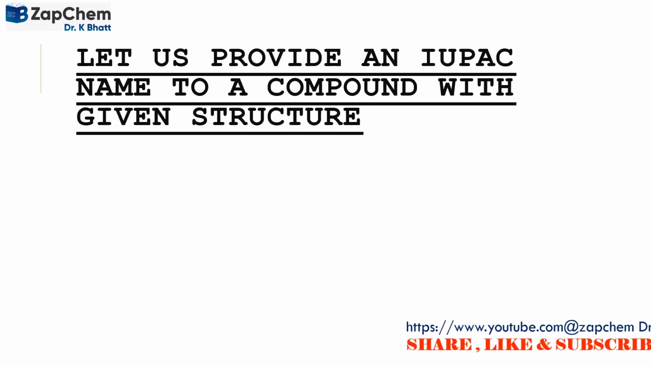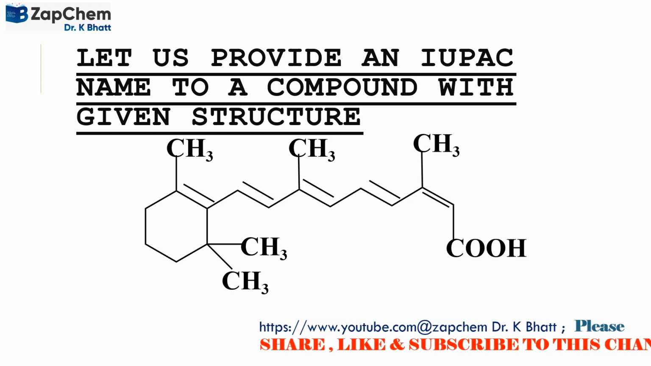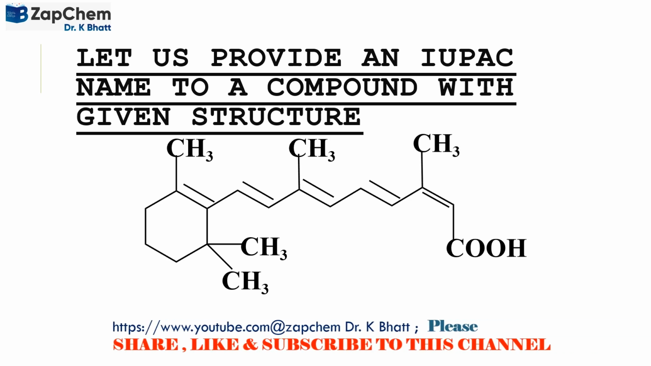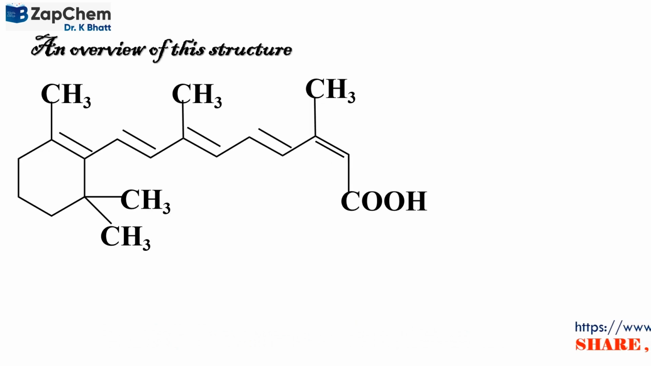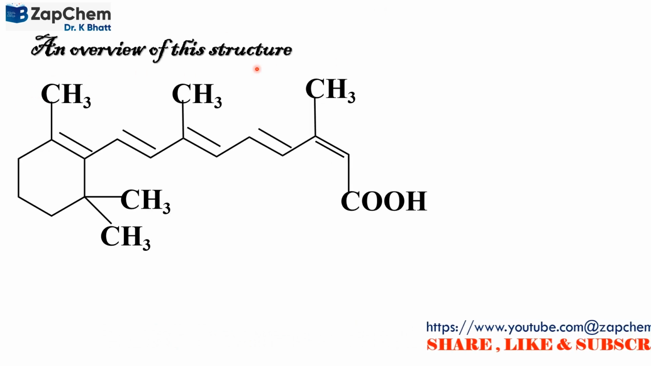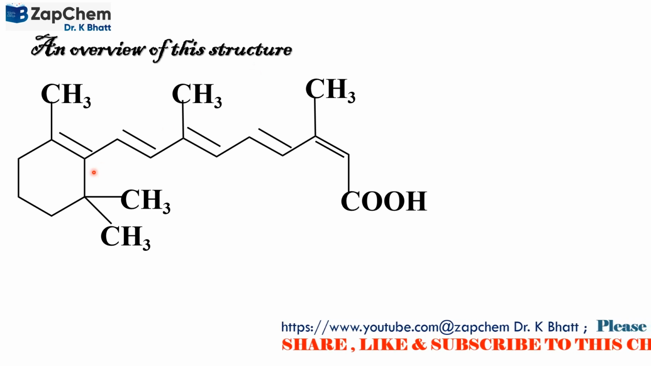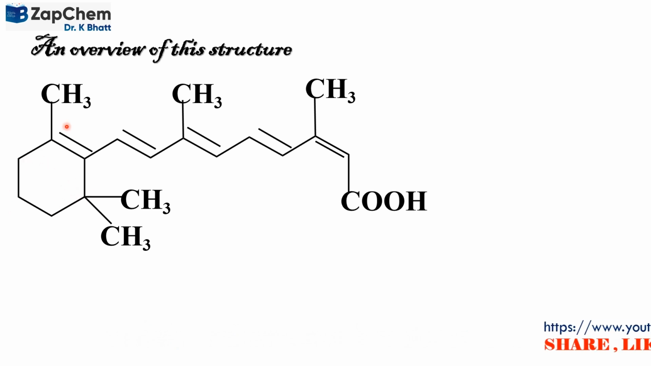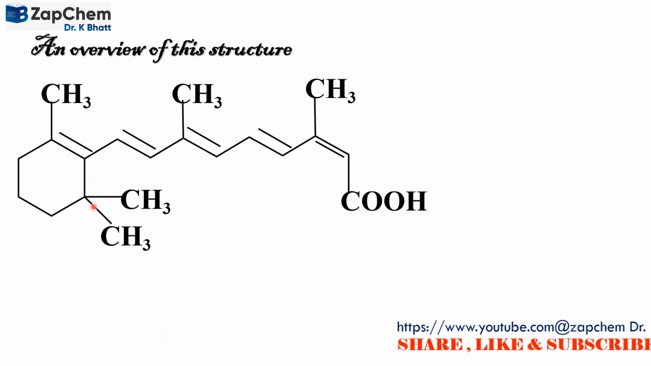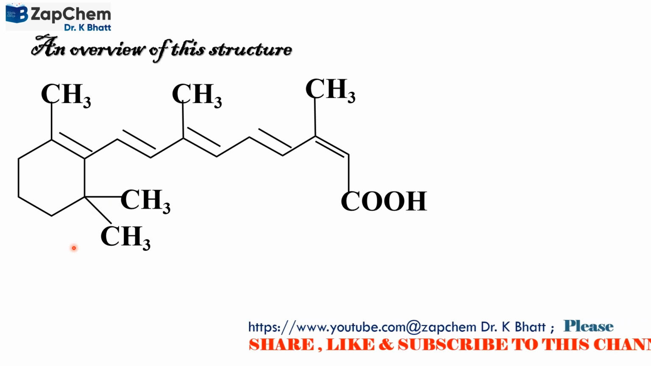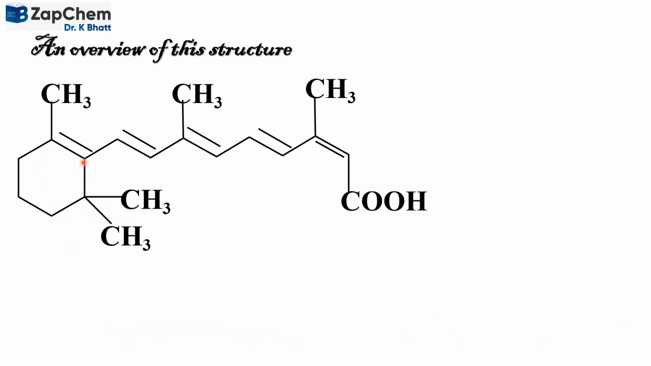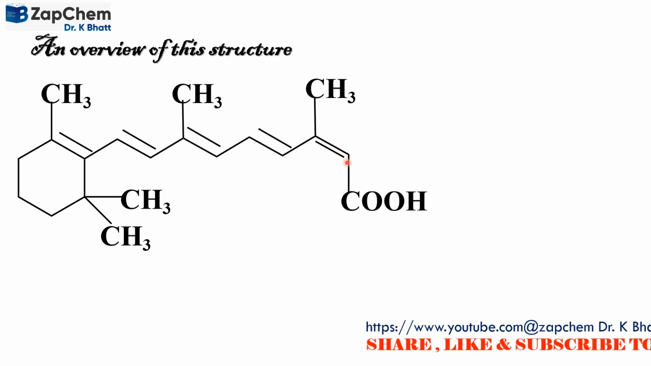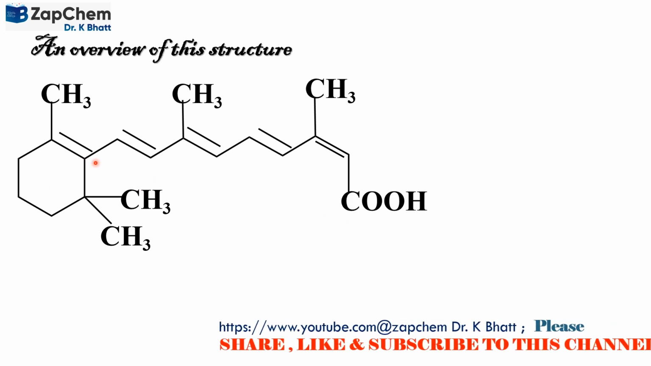Let us provide an IUPAC name to a compound with the given structure, and the structure is here. Accordingly, we have to briefly find an overview of this structure. If you look at this structure, we find that this consists of a cyclohexane ring with a double bond having certain methyl groups as a substituent. Not only this, there is another long chain of carbon atoms attached, having a functional group, to this cyclohexane ring.